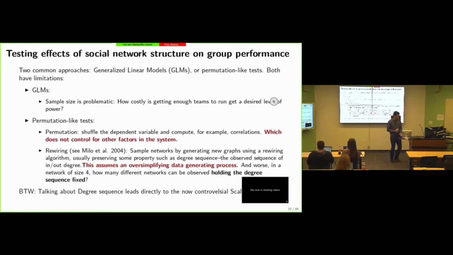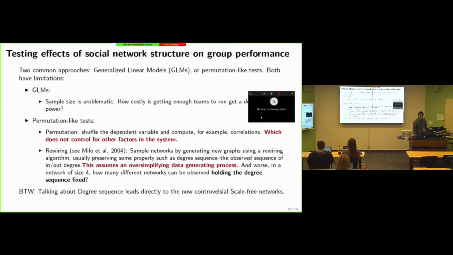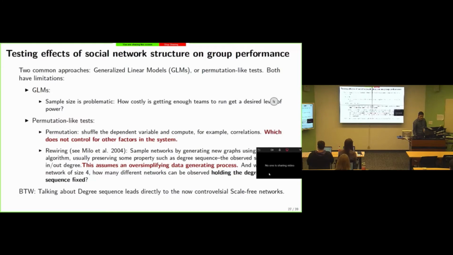And by the way, I'm going to go into a bad place, I think. I don't know if this is wise for me to do, but I'll do it either way. When we talk about degree sequence, this leads us directly to scale-free networks. As you may know, this was a very conflicted issue last year. There was a tit for tat set of papers and blog posts. But I actually want to rescue Harold.